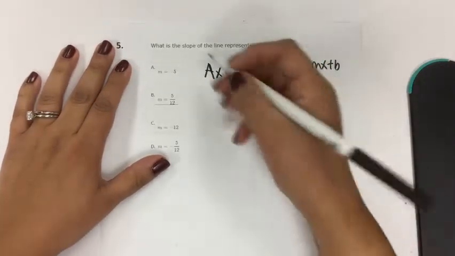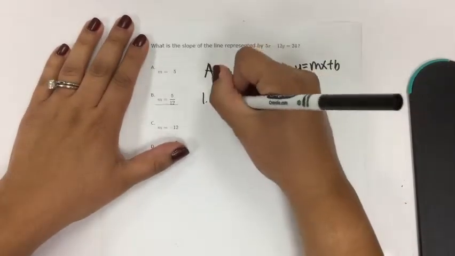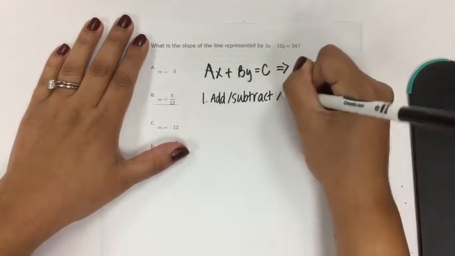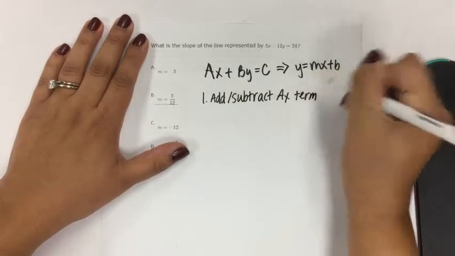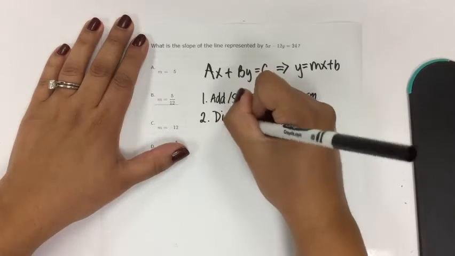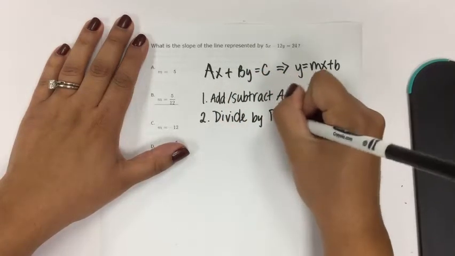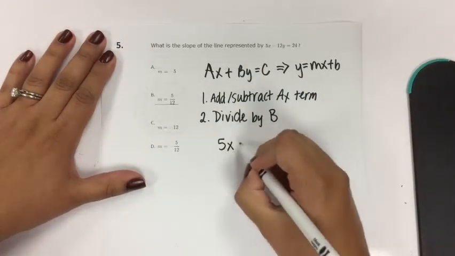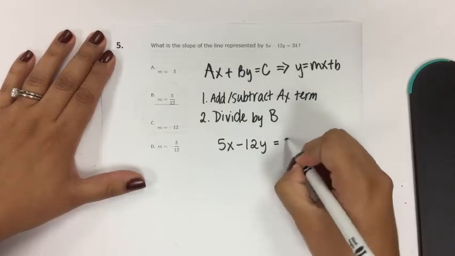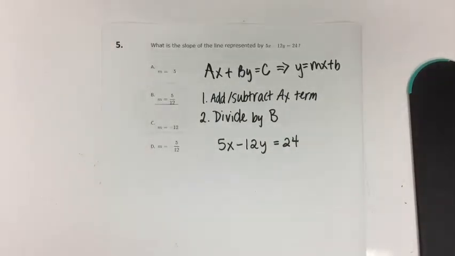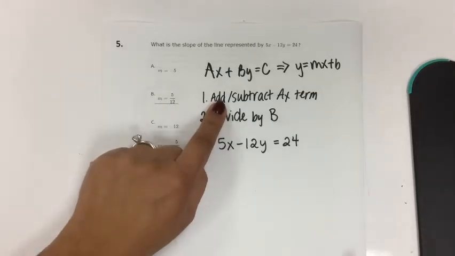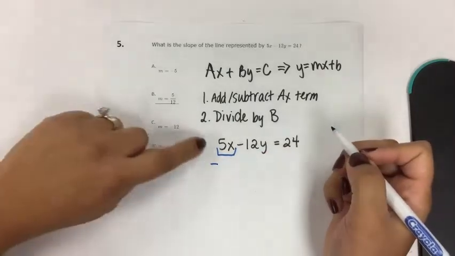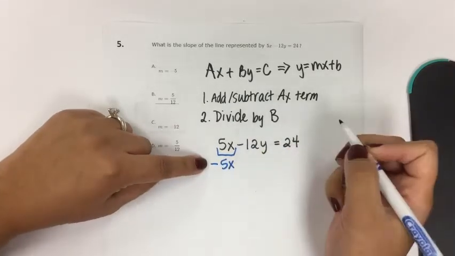So remember, there are 2 steps to get there. The first step is you need to add or subtract the ax term. Your second step is you need to divide by b. So if we have 5x minus 12y equals 24, our first step is to add or subtract the ax term. I'm going to take this entire term and do the opposite operation. Since this is positive, I'm going to subtract it.